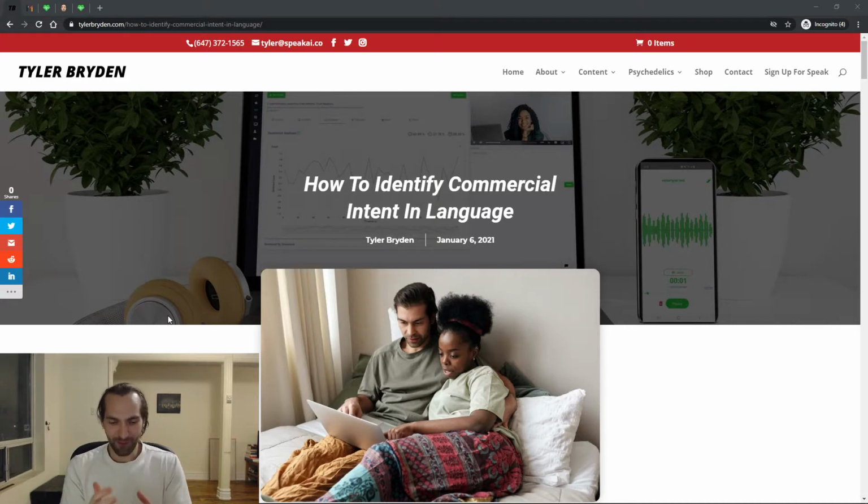Something that is deeply fascinating, hot off the press, which is how to identify commercial intent in language. I've created a post around this. There have been a lot of connections made that brought this together very quickly after years of navigating through this in different ways in marketing, public speaking and communication, and of course this fascination with language.